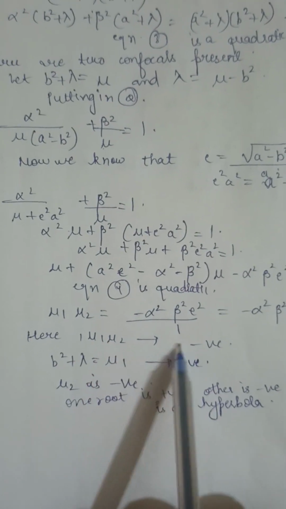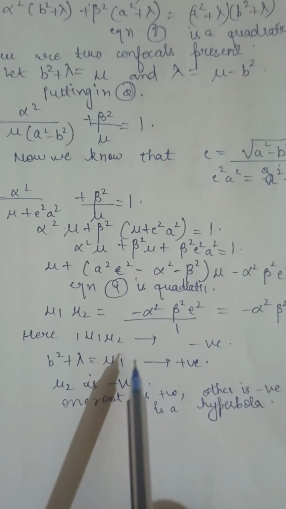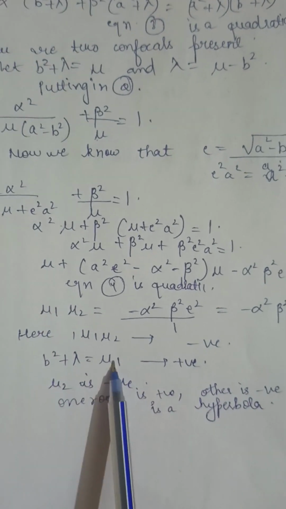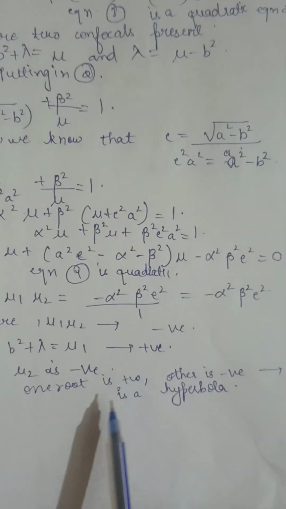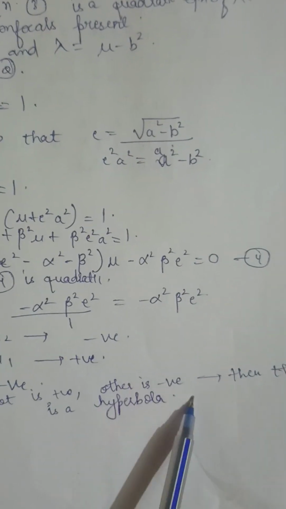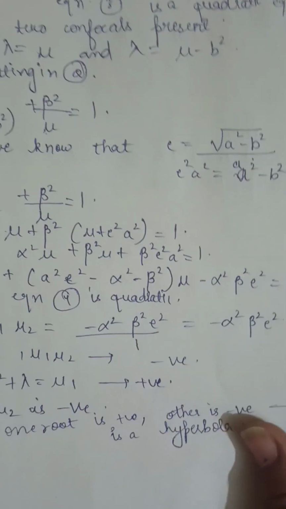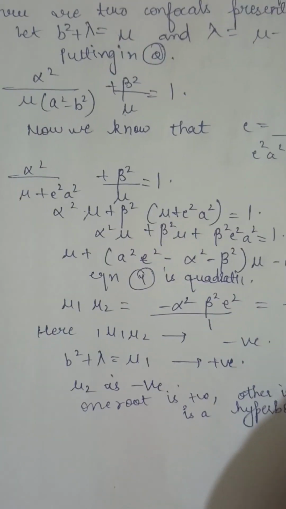Now mu1 mu2 is negative, b square plus lambda is equals to mu1, which is positive. Mu2 is negative, mu1 is positive, one root is negative, another is positive. This means that it is a hyperbola. Now we have to consider the second situation of it.